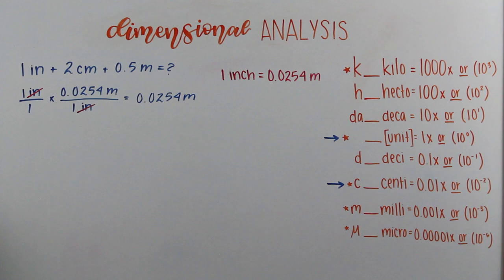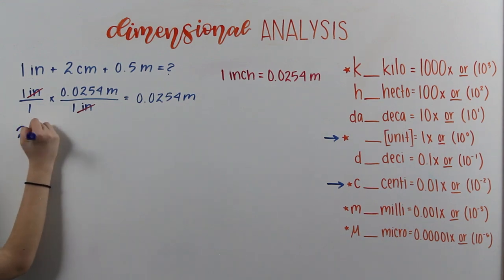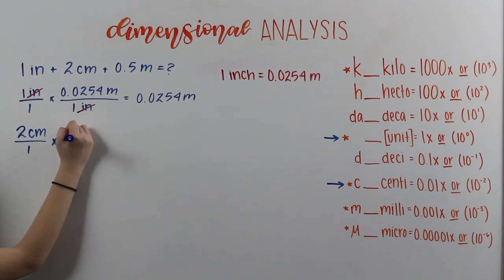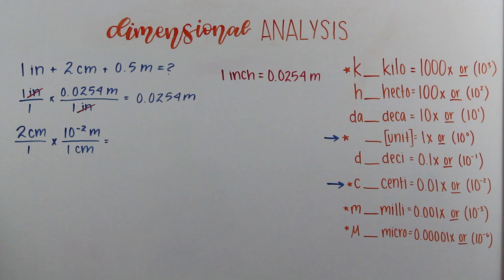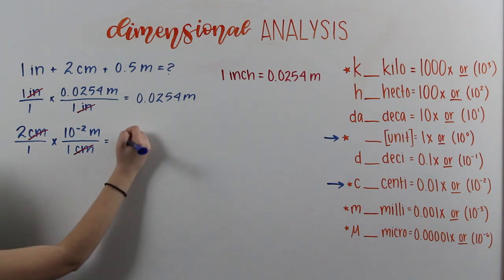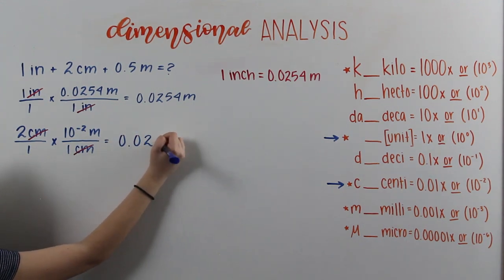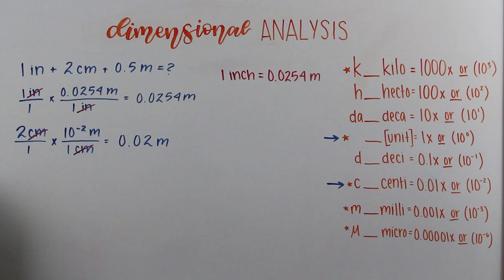The conversion factor from centimeter to meter is 1 centimeter equals 0.01 meters, or 10 to the negative 2 meters. We start off by writing what we have, which is 2 centimeters. We then multiply by the conversion factor, which is 10 to the negative 2 meters over 1 centimeter. We have the centimeter on the bottom since we want to cross-cancel the centimeter. Once we remove the centimeter, all we're left with is the meter. Now we multiply the top and divide the bottom. 2 times 10 to the negative 2 is 0.02. Adding our unit, we reach the result of 0.02 meters.